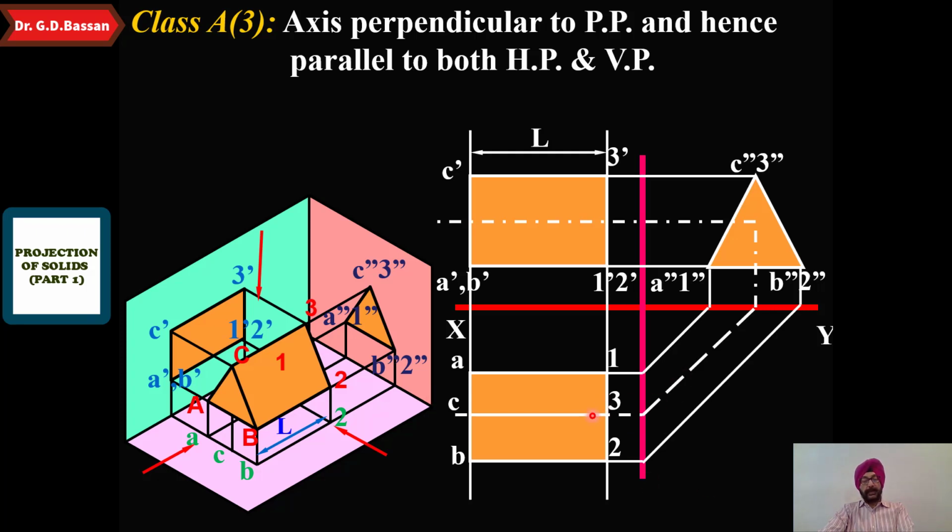So remember that whenever the axis is perpendicular to the profile plane, you have to draw the side view first and take the projection from the side view, and you get the front view as well as the top view also. So these are the basic three cases where we keep the solid perpendicular to any one of the planes, and obviously parallel to the other two principal planes.